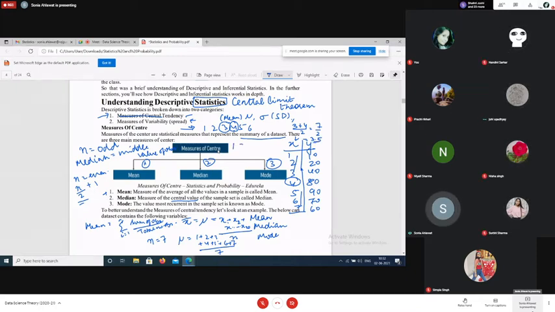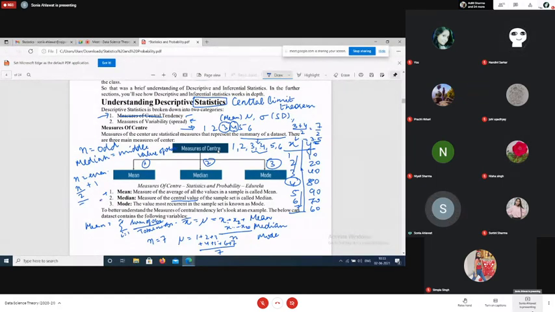Now if I look at 1, 2, 3, 4, 5 and 6, the median will lie between these 2 points. So whenever there is an even number of observations, we have to identify the two most middle values, take the sum of them and divide it by 2. Fine, class? Is it okay?